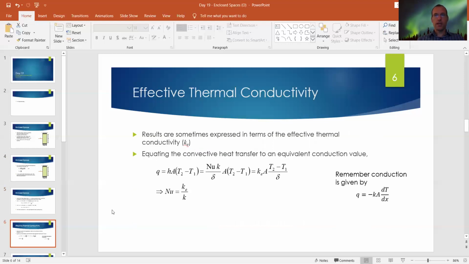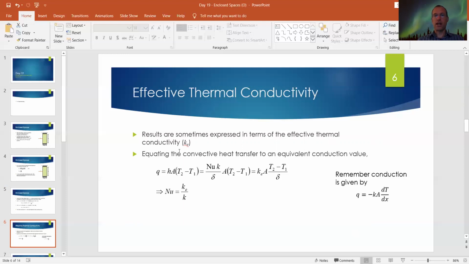A lot of times what we see for these situations is that the convection is actually expressed in terms of an effective thermal conductivity. So you are transferring this convection into a conduction equation. The reason for that, again, is going back to what we said before about having small convection currents leads to just conduction. So you generally have conduction in here as well.